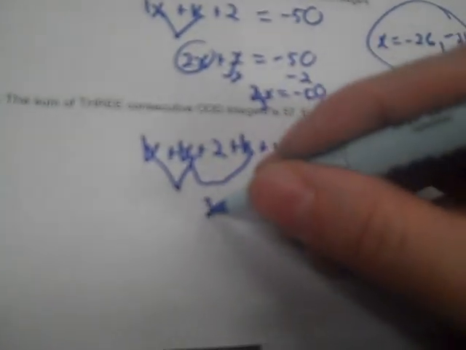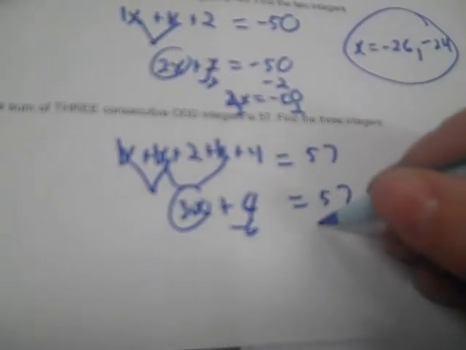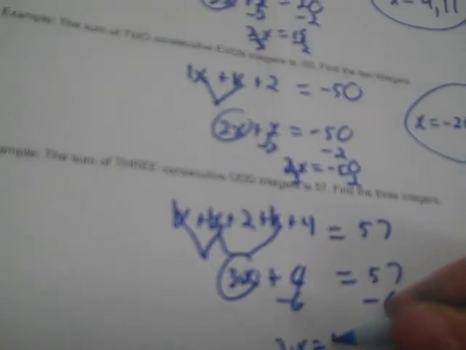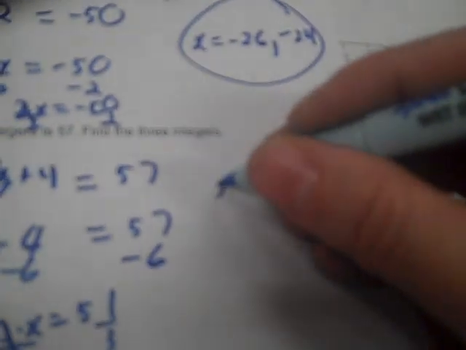Now, you've got 3 x's, but they're all on the same side. So you're going to add them all together. That's going to be 3x. And then I'm also going to add the 2 and the 4. That's going to be 6. Okay, so I subtract 6 from both sides. 57 minus 6 is 51. Then I divide by 3. And 51 divided by 3 is 17.